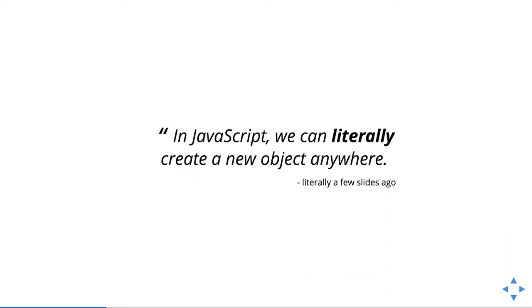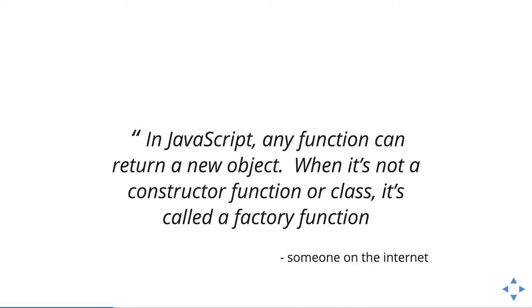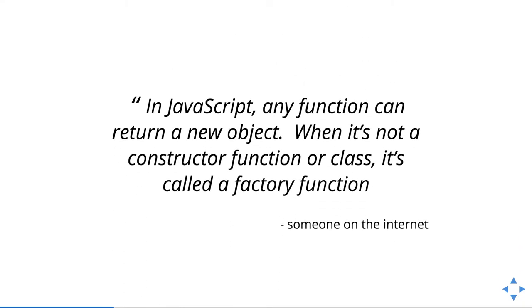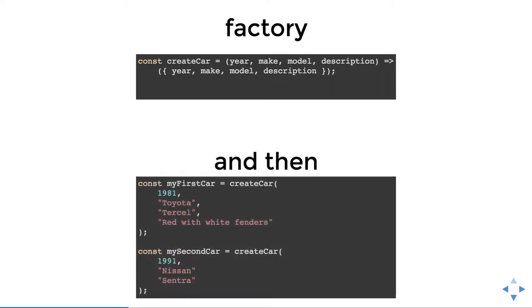So the other option, which gets to the title of this column of slides: in JavaScript, we can literally create a new object anywhere. We said that a few slides ago. And this is someone's quote on the internet, which means it's true: in JavaScript, any function can return a new object, and when it's not a constructor function or a class, it's called a factory function. Here's that same thing in a factory pattern. It's basically a function that accepts arguments and returns an object. Your usage is almost like the other one, except you don't do new Car, you just say createCar.